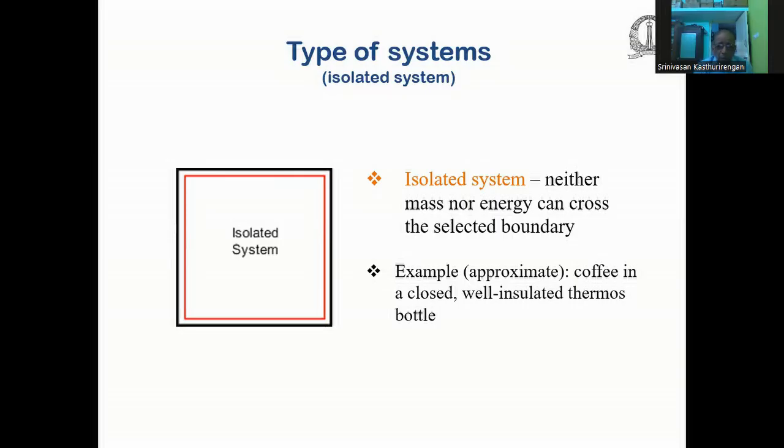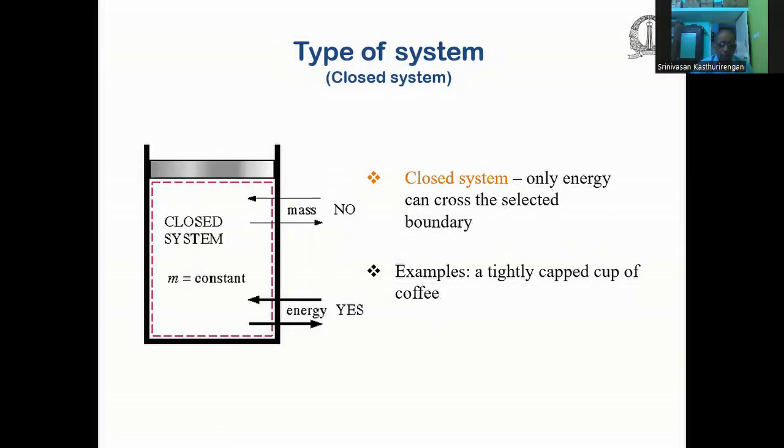Isolated systems are all ideal, but in any case, we can consider the ideal system. In this, neither the energy nor the mass can cross the boundary. As an example, a very approximate example could be coffee in a closed, highly insulated thermos bottle, so that the temperature doesn't change and the mass also is not modified.